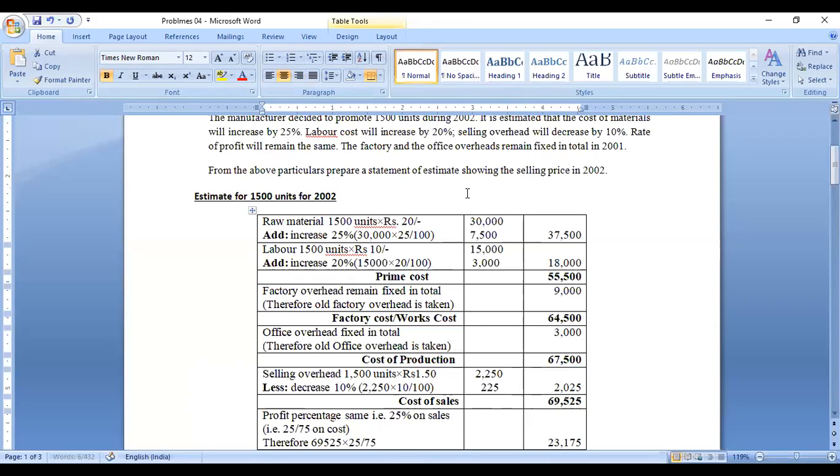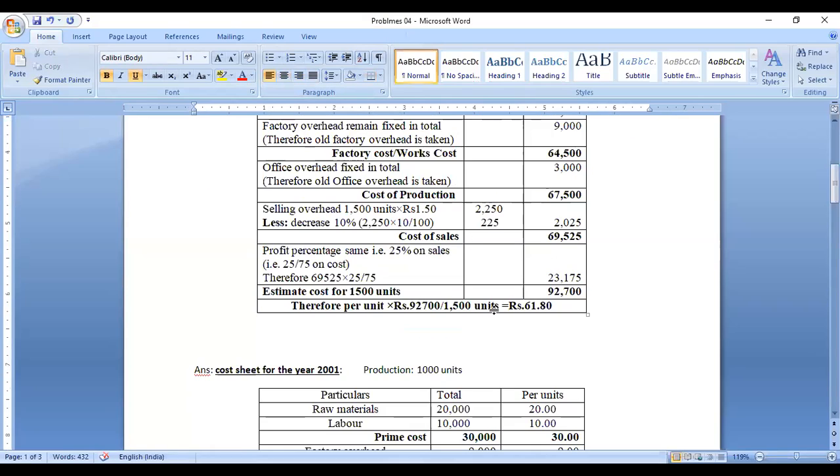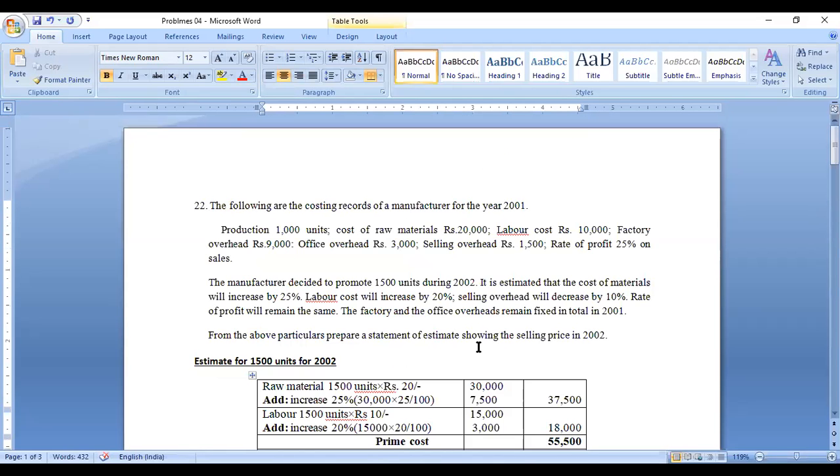So what they are asking is, what is the selling price? So the selling price of the product is per unit cost, 61.80. So the total sales value, if you have sold out all the product, you are getting 92,700 rupees. Okay, now you are checking the problem, check the problem.